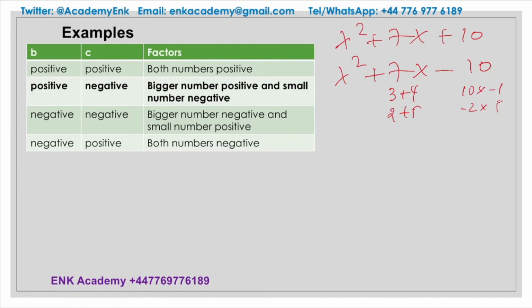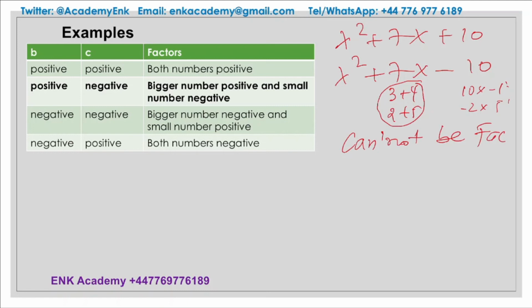The bigger number should be positive. That means those ones are not valid. So we need a bigger number between those two that should be positive. In this case, 10 and 5. But if you add 10 and minus 1, that doesn't give you 7. And 5 and minus 2 doesn't give you 7. And therefore we cannot factorize this expression here.